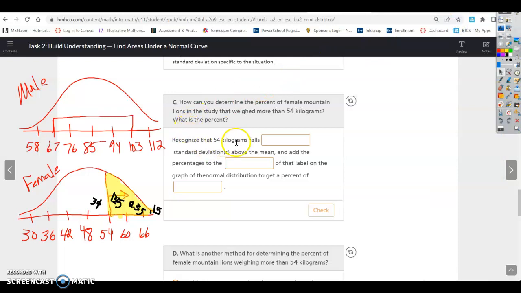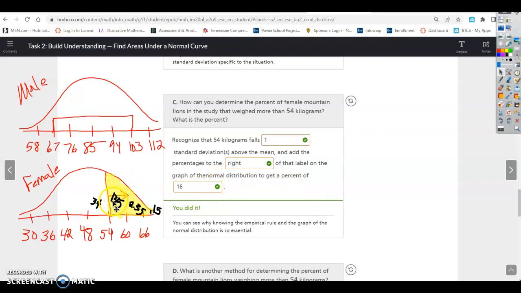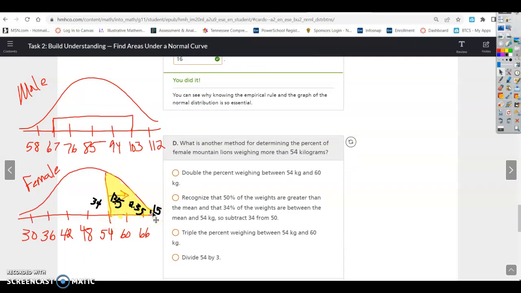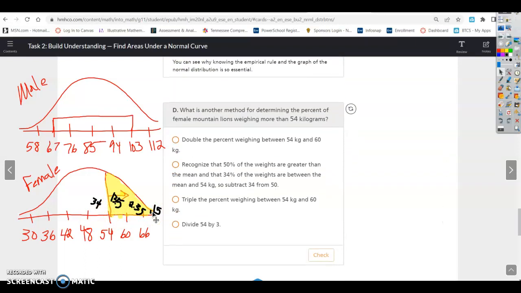All right, so it says recognize that 54 kilograms falls one standard deviation above the mean, and add the percent of the data to the right of that label. So all of these to the right, okay? Add those up on the graph of the normal distribution to get the percent of 16. So what we did was we added everything to the right of one standard deviation from the mean to get that.